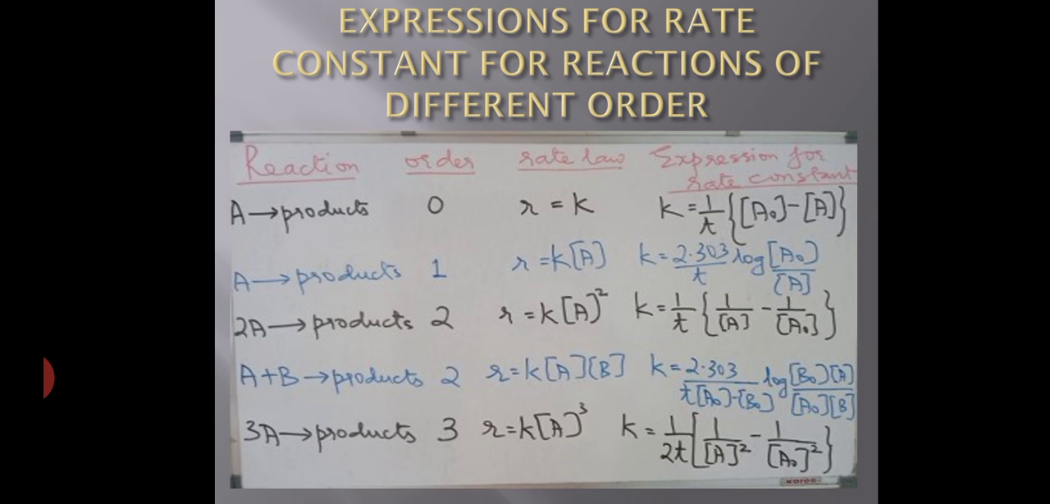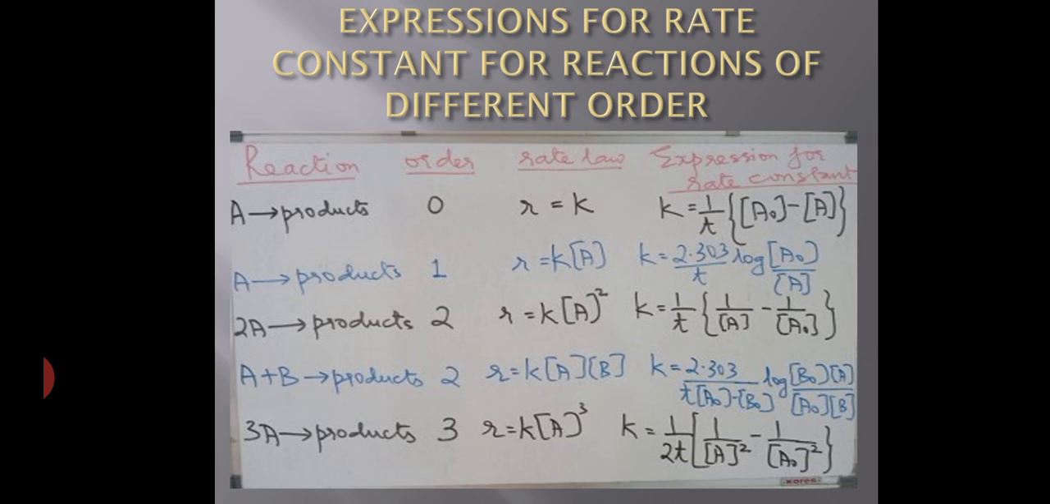Next is the expression for the rate constant for reactions of different order. Now see, the first two, that is the zero order and the first order, I have already derived in the regular classes. For second order and third order reactions, the derivation is similar, so derivation is not required. For that reason I did not do the derivation. Simply I have written the formula. You need to remember this particular formula for the second order reaction.